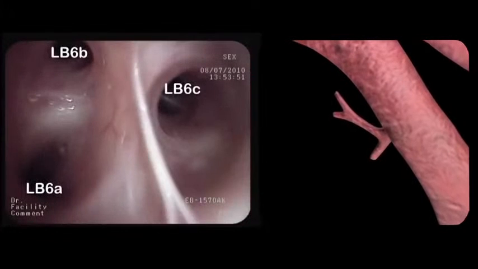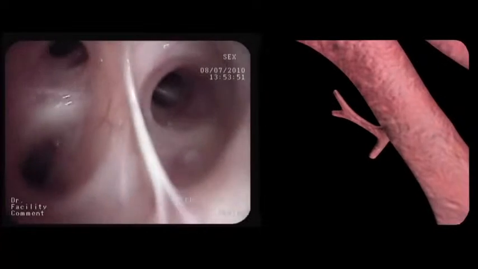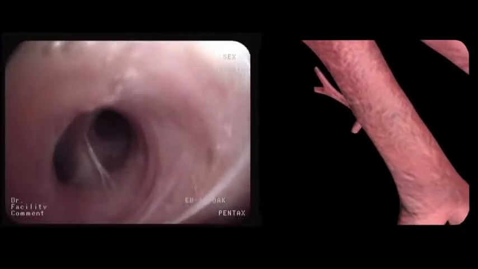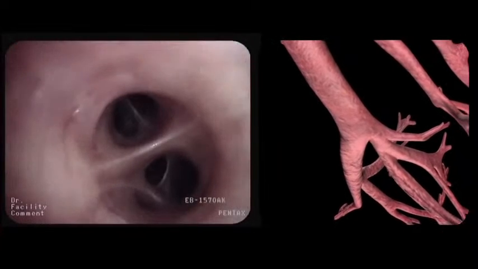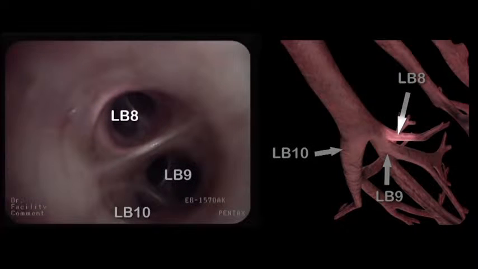We advance into the lower lobe and first inspect the LB6 that immediately divides into three subsegmental branches, LB6A, LB6B, and LB6C. We retract from LB6 and continue further into the lower lobe. Here, we can identify the anterior basal, or LB8, lateral basal, or LB9, and posterior basal, or LB10, segmental branches.